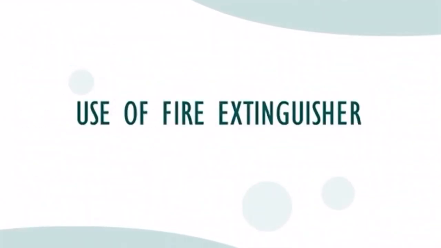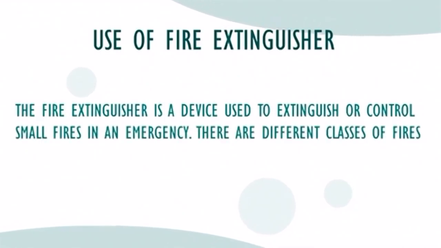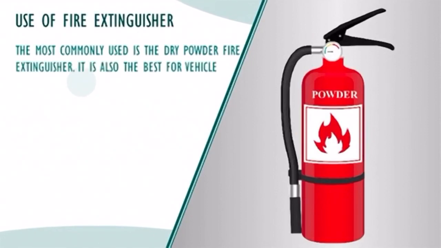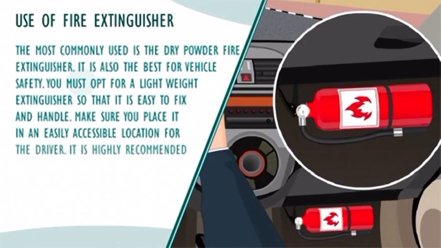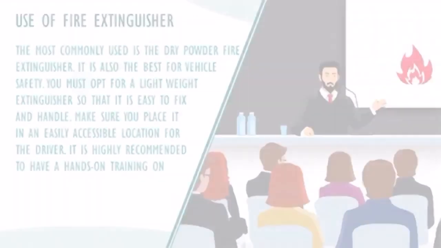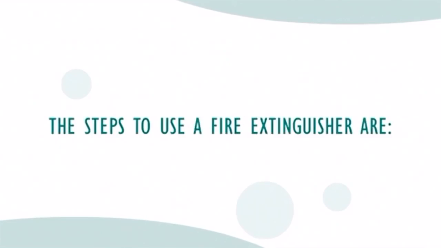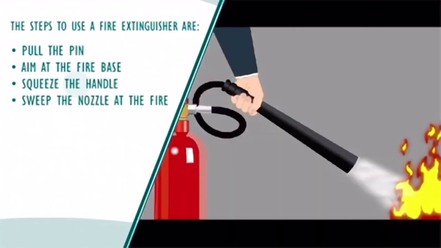Use of fire extinguisher. The fire extinguisher is a device used to extinguish or control small fires in an emergency. There are different classes of fires for which different types of extinguishers are used. The most commonly used is the dry powder fire extinguisher. It is also the best for vehicle safety. You must opt for a lightweight extinguisher so that it is easy to fix and handle. Make sure you place it in an easily accessible location for the driver. It is highly recommended to have a hands-on training on how to use a fire extinguisher. The steps to use a fire extinguisher are: pull the pin, aim at the fire base, squeeze the handle, sweep the nozzle at the fire.